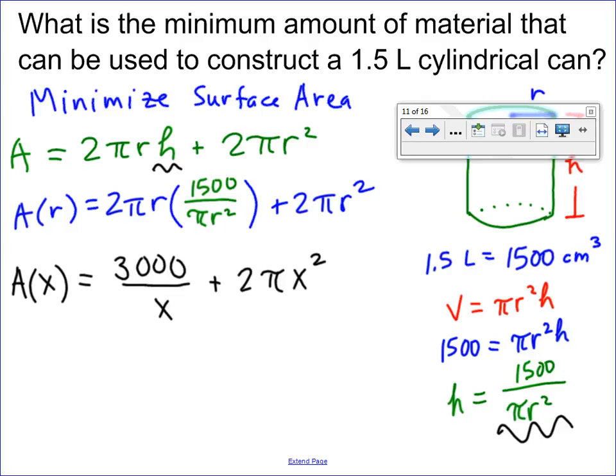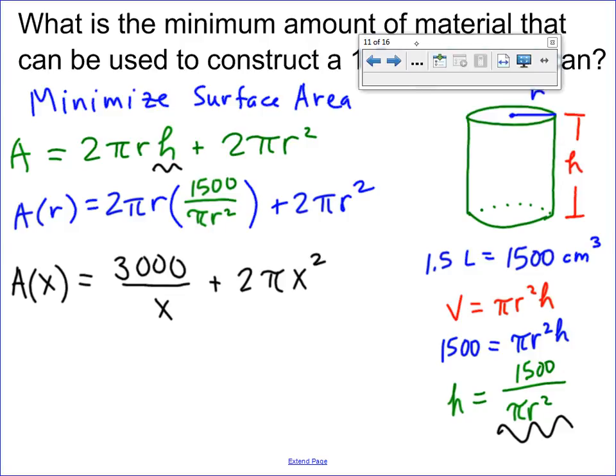Now we can consider our domain of this. We've replaced one of the variable quantities in my formula now, so that I have a function of a single variable. Now I'm ready to consider the domain of this. Do I have a closed interval in this particular problem? No, right? Technically, this can be as tall and skinny as we want, or as short and squat as we want. But the end result is we don't have a closed interval. So 0 to infinity, we really don't have a closed interval, so we're not going to be able to utilize the closed interval method. No problem.